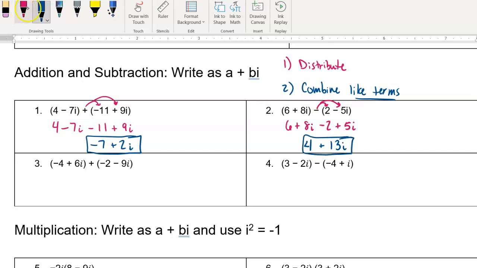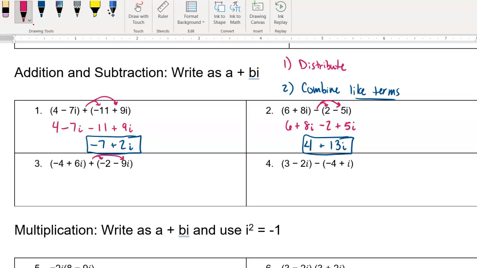All right, I want you guys to give these last two a shot. Numbers 3 and 4, I want you to practice these on your own. So pause the video and hit play when you're ready to check to see if you've done it correctly. All right, so hopefully you've tried these two on your own. So let's see how you did.